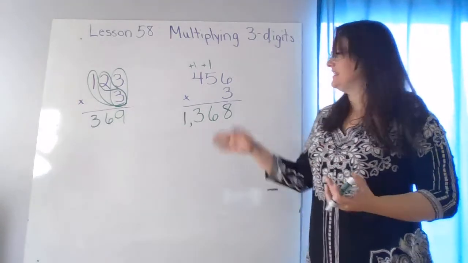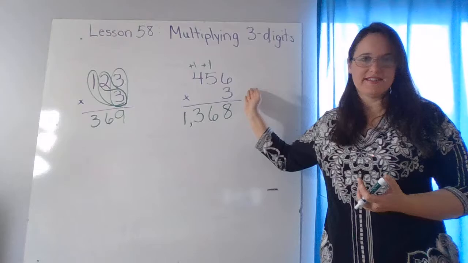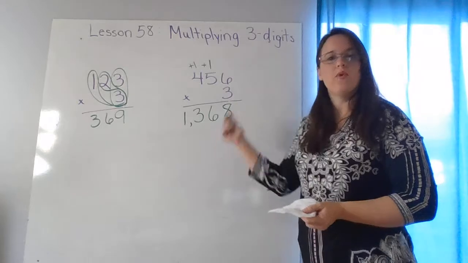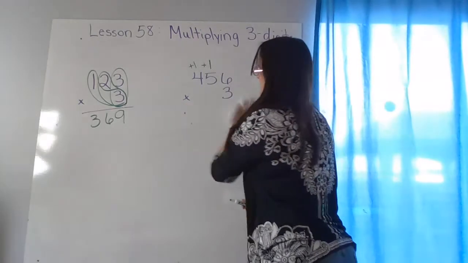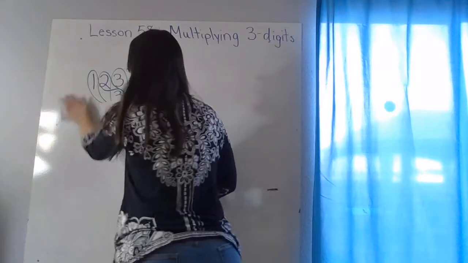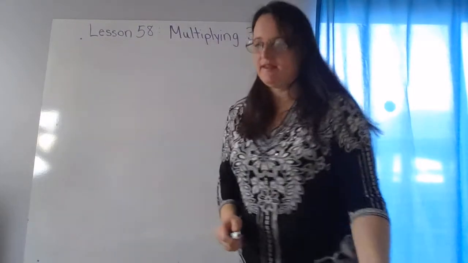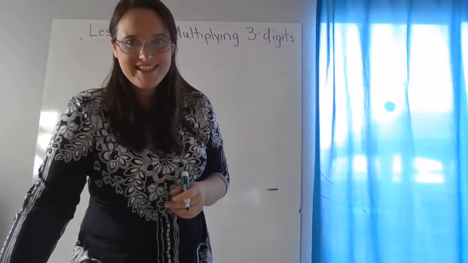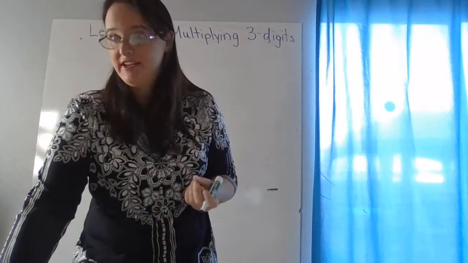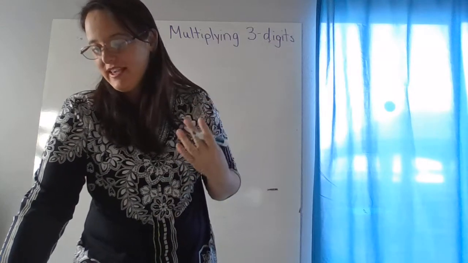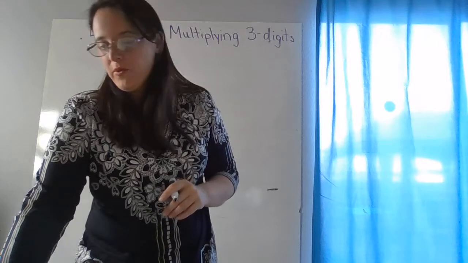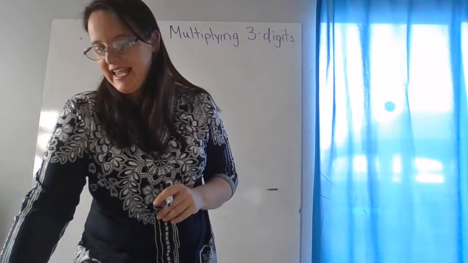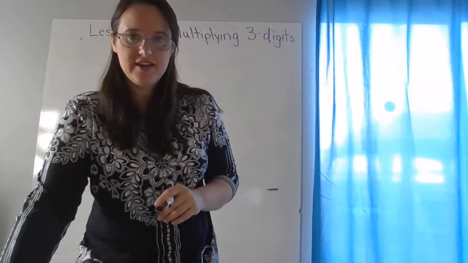You are occasionally going to see problems in your textbook that look like this. But more often than not, you're going to see word problems that require you to multiply 3-digit numbers. Here's the first example of the word problem. There are 365 days in a common year. Every 4th year is a leap year with 366 days. How many days is 4 years in a row?